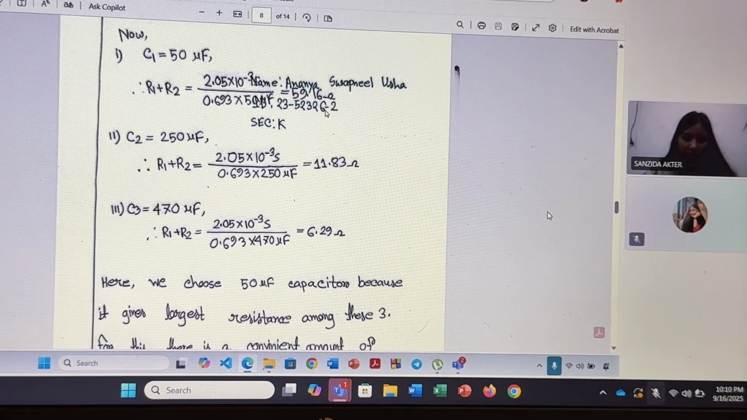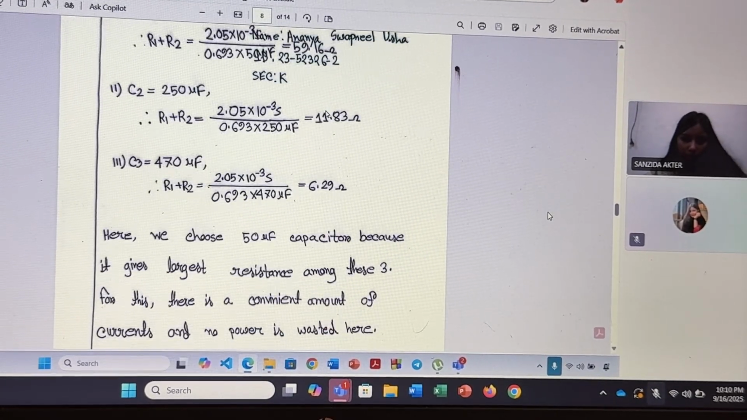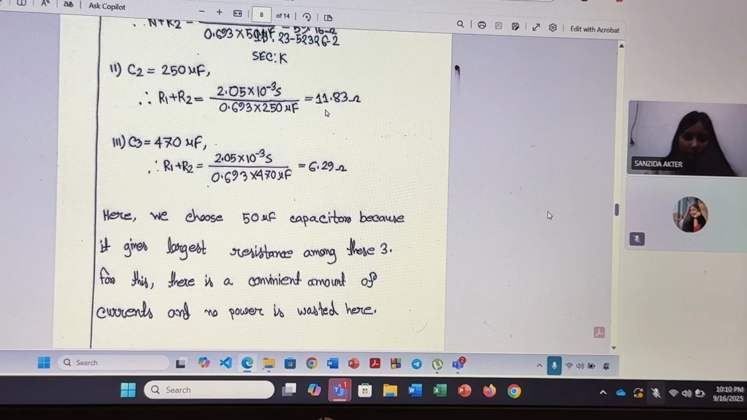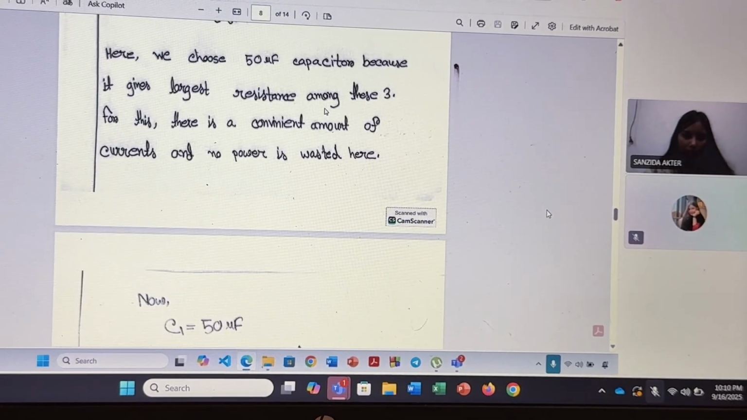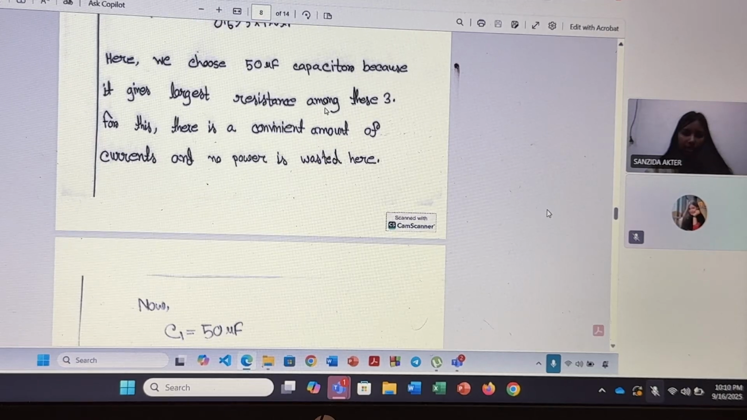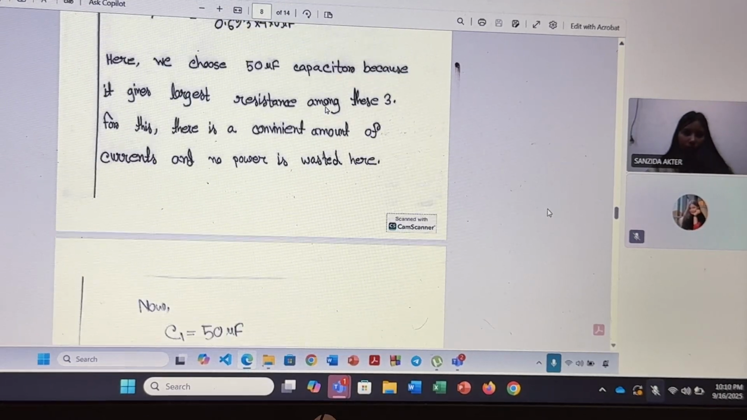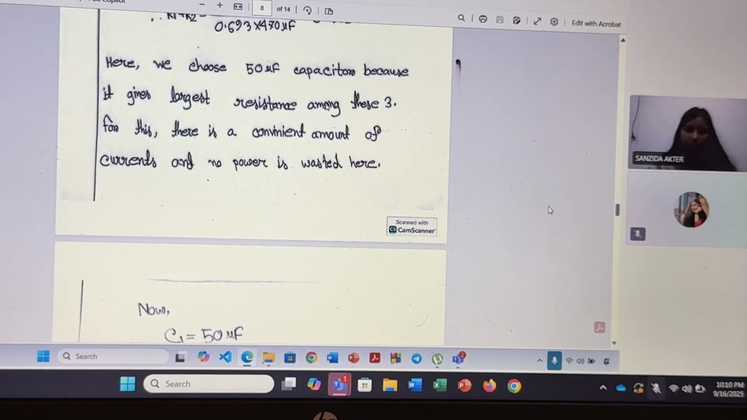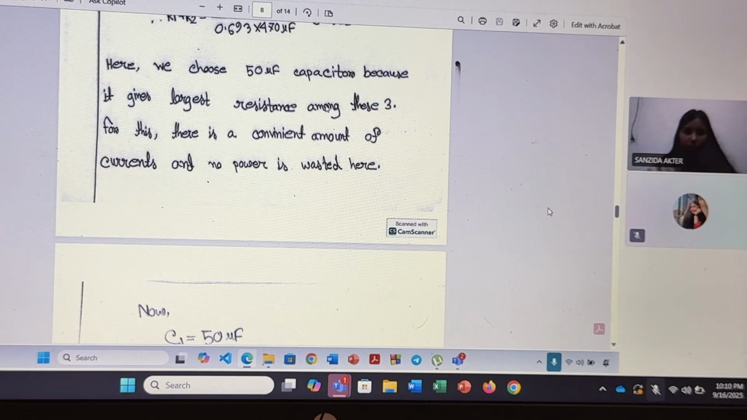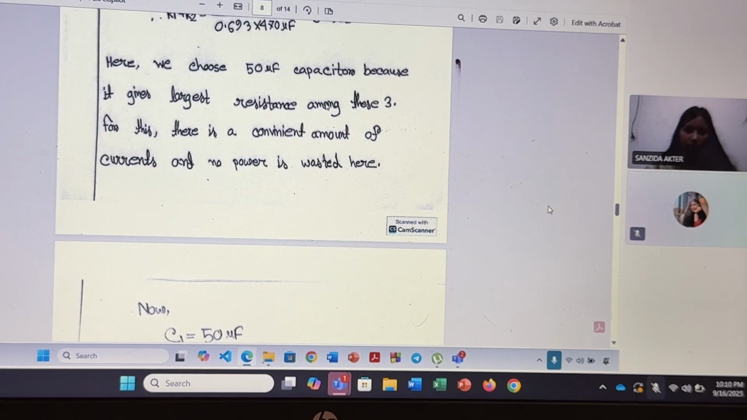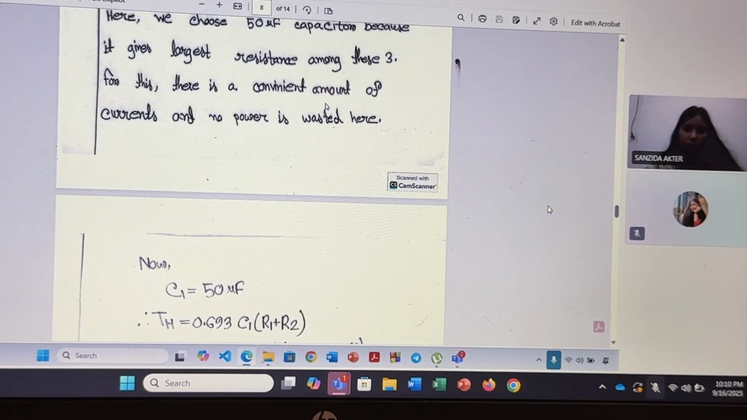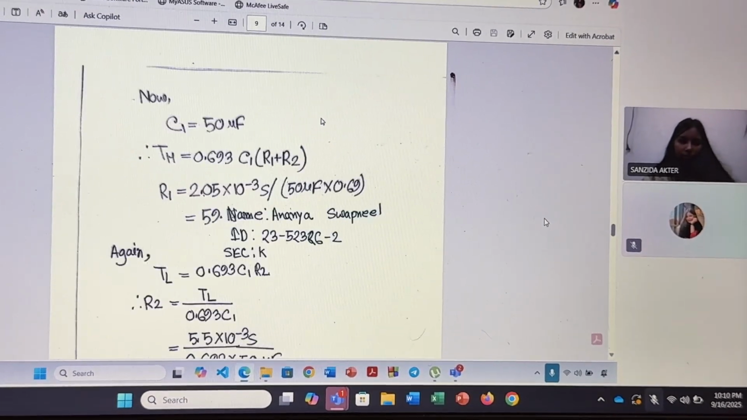I connected the alarm signal from the logic to the reset pin, so the siren only sounds when crowd overflow is detected. Here we choose a 50 microfarad capacitor because it gives the largest resistance among these three. For this, there is a convenient amount of current and no power is wasted.